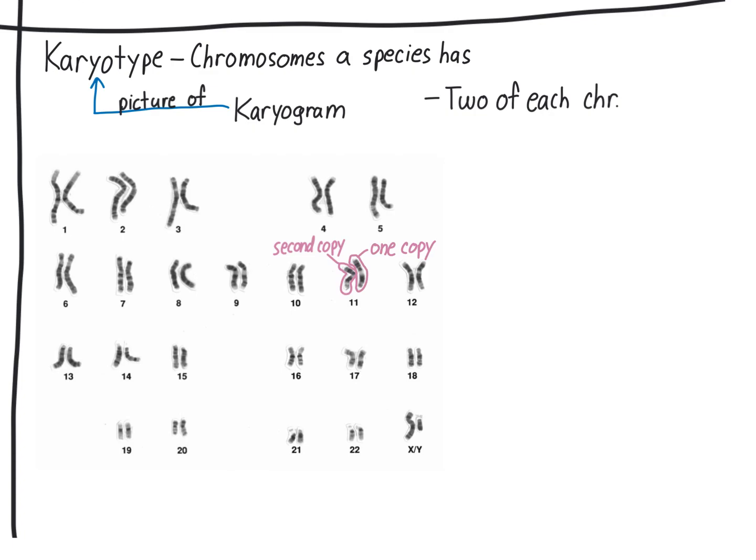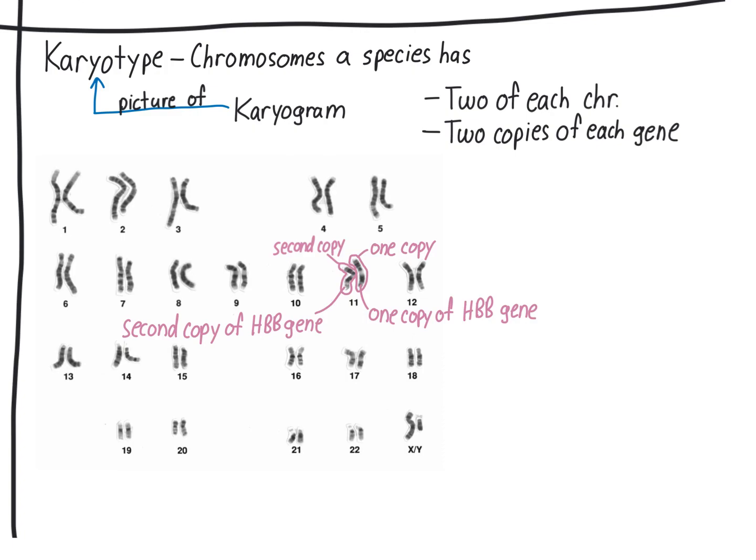Since most eukaryotes generally have 2 copies of each chromosome, they have 2 copies of each gene. This is why eukaryotic genotypes generally have 2 alleles, like the genotype HBB+, HBB-. They are, therefore, diploid.